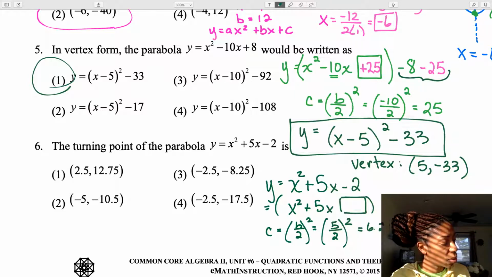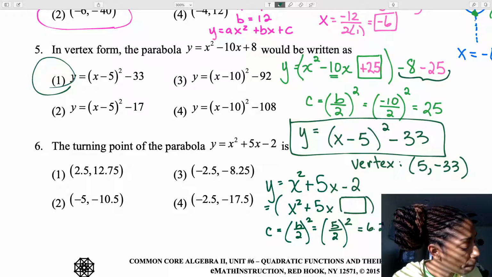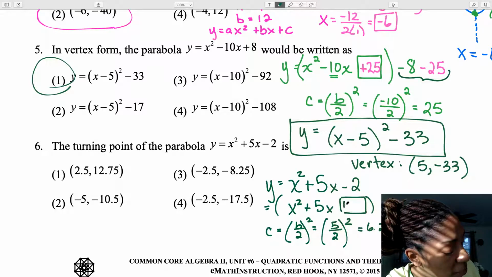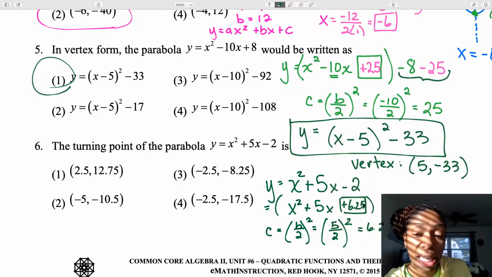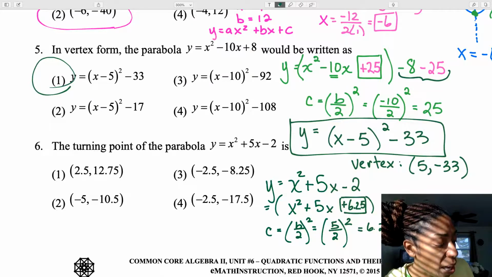Okay, something's wrong. I don't see it. Okay, I'm right. Plus 6.25. And then 6.25, since we added it inside the parentheses, we have to subtract it outside the parentheses.